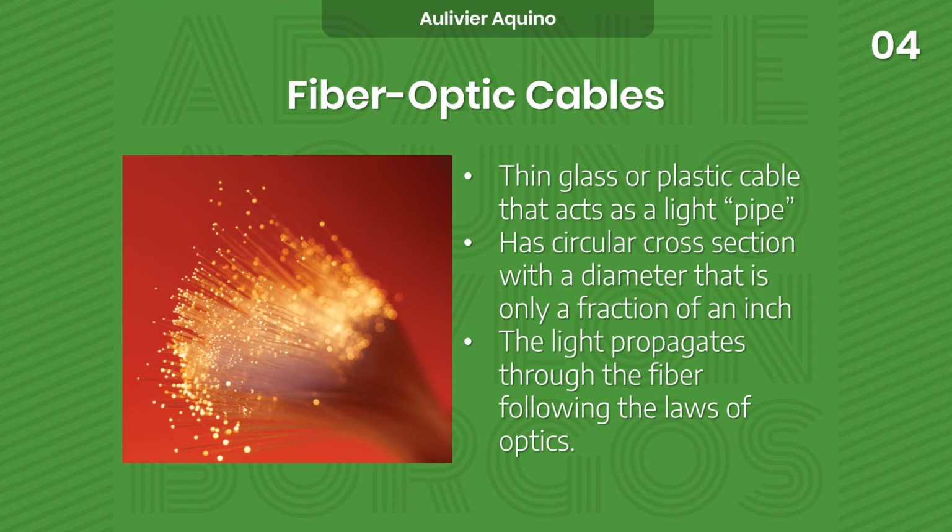A fiber optic cable is a thin glass or plastic cable that acts as a light pipe. It is not a hollow tube carrying light, but a long thin strand of glass or plastic fiber. It has a circular cross-section with a diameter that is only a fraction of an inch. Some are the size of a human hair. The light propagates through the fiber following the laws of optics.